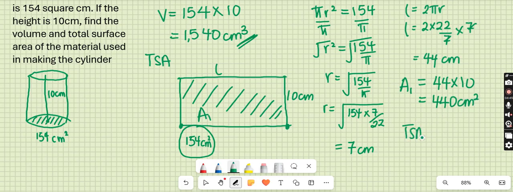So our total surface area will be 154 plus 440, and that should give us 594 centimeters squared. So that is the total surface area of the cylinder. We were told the cylinder didn't have a cover. That is why we picked only one circular area. Now let's move on to the second example.